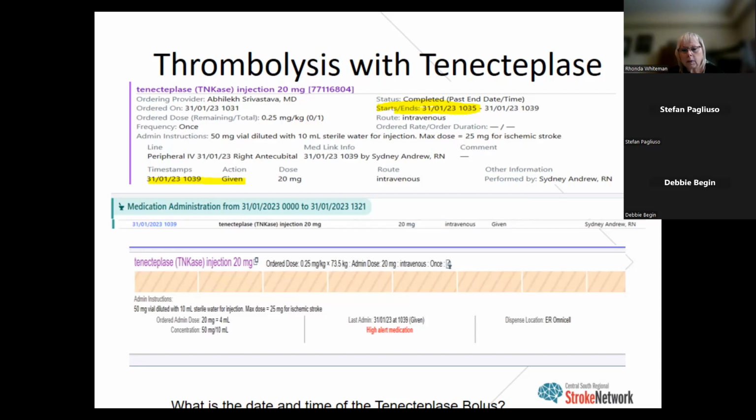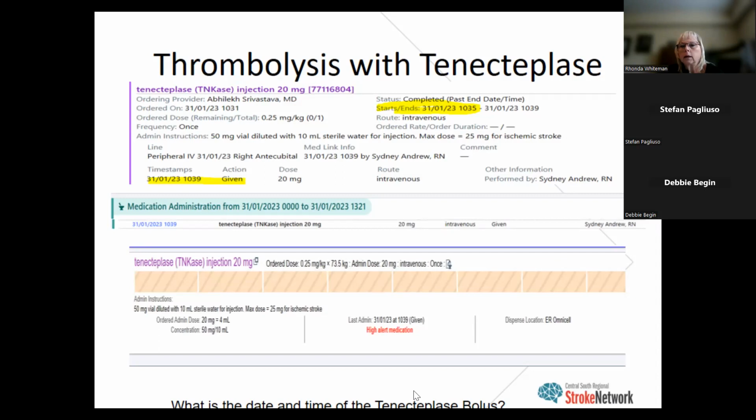Okay, I think responses are slowing down, so I'm going to end the poll and share the results. About 30% felt it was at 10:35. 39% felt it was at 10:39. 26% felt it was at 31:01, 10:39. 5% wouldn't code it as it's not one of the thrombolytic agents that were part of it. So I'm going to stop sharing.